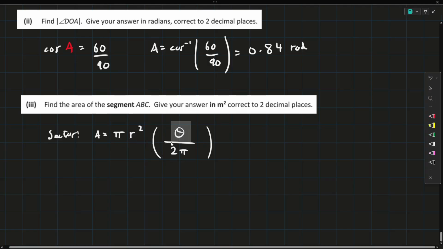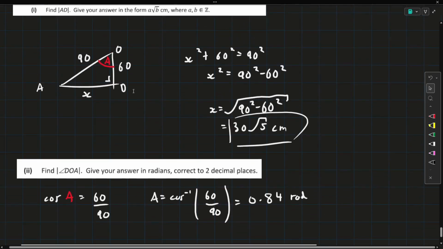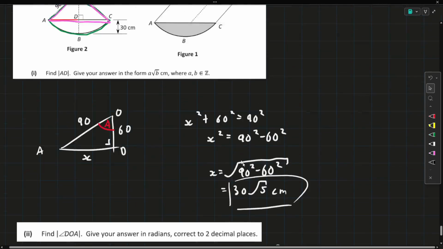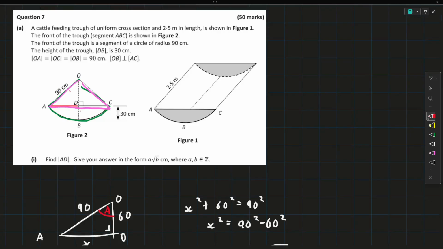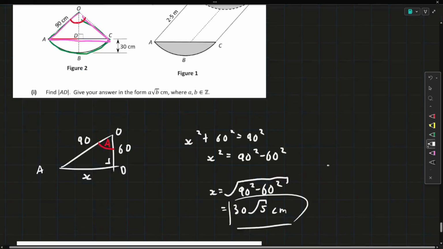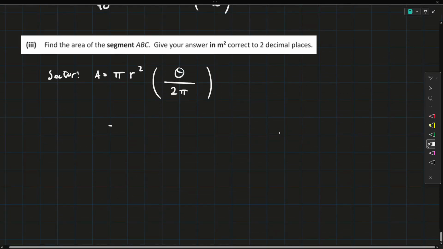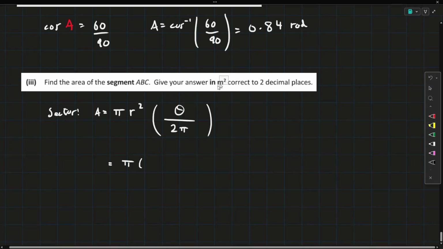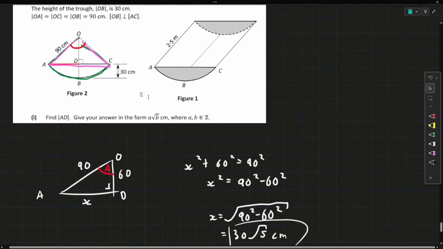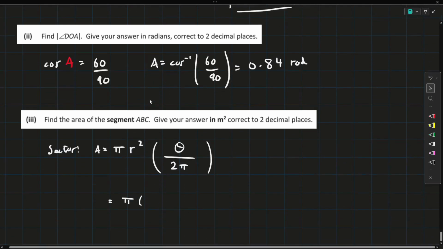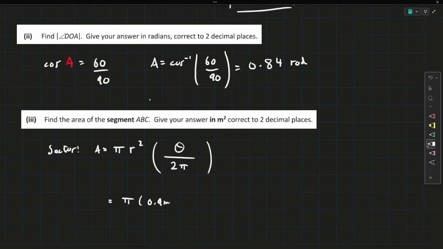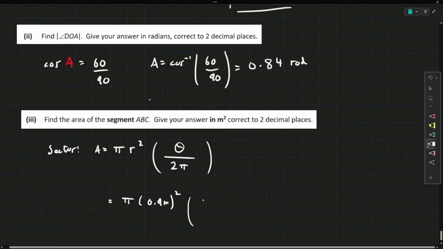So what angle do we have? Well, we know that the angle DOA is 0.84 radians, so that's the angle just here. If we want the entire angle, that's going to be double 0.84. So the area will be pi times the radius squared. Let's put it in meters because we want our answer in meters squared. So instead of writing 90 centimeters for the radius, I'm going to write 0.9 meters, squared, multiplied by the angle, 2 multiplied by 0.84, out of the 2 pi radians.